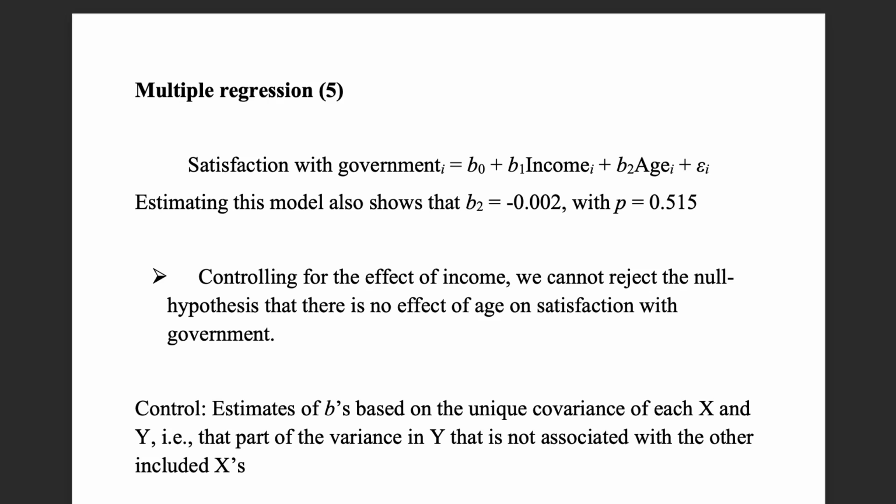So those differences in our independent variables that go together with differences in our dependent variable, but are completely unrelated to differences in all the other variables that we included in our model. So that's the idea of basing these estimates on the unique covariance of X and Y. That's basically the logic behind how that controlling actually works.